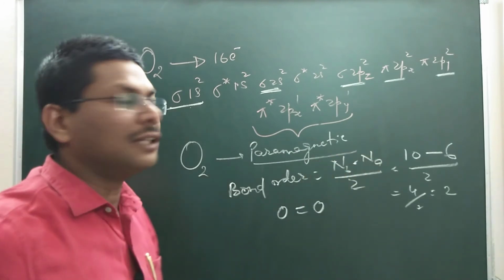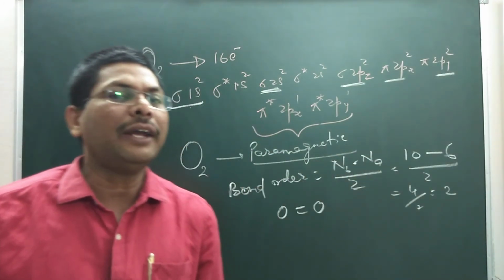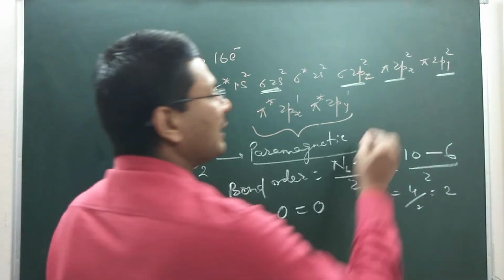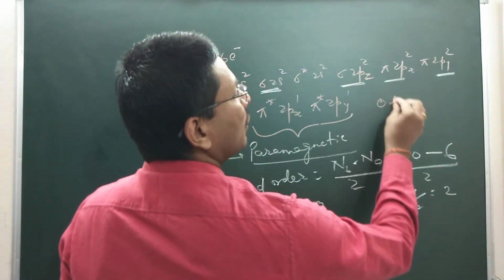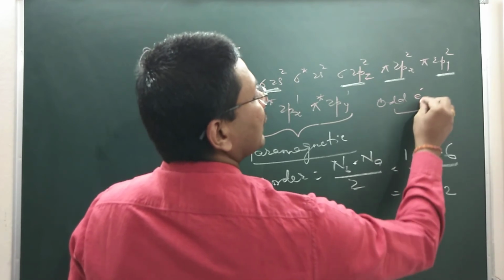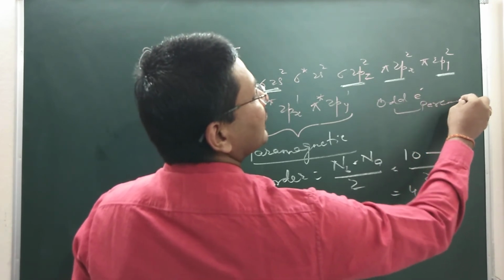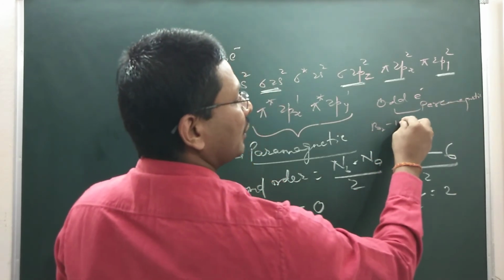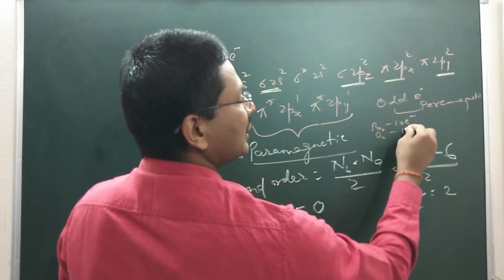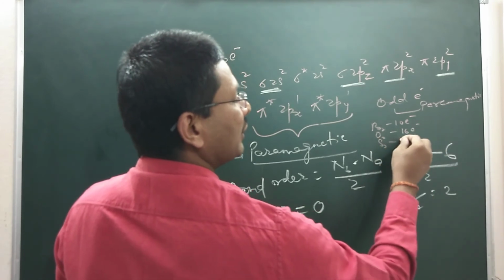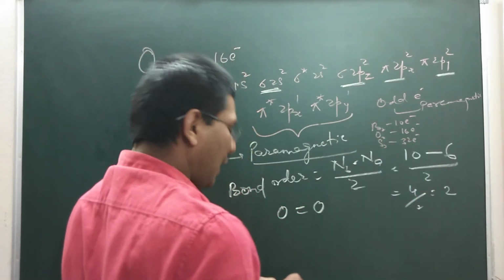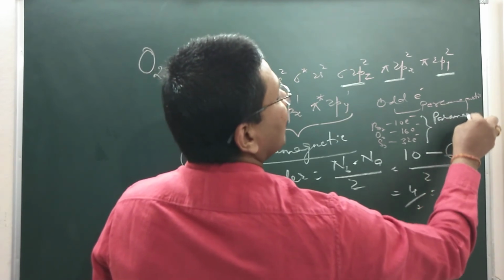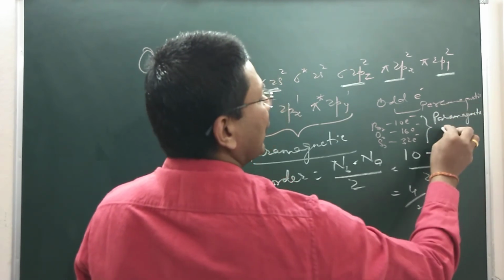So the paramagnetic nature of oxygen was explained by molecular orbital theory, but valence bond theory could not explain it. And keep this in mind: odd-electron species are paramagnetic, but there are certain exceptions. B2 having 10 electrons, O2 having 16 electrons, and S2 having 32 electrons are paramagnetic despite having an even number of electrons. Keep this in mind.